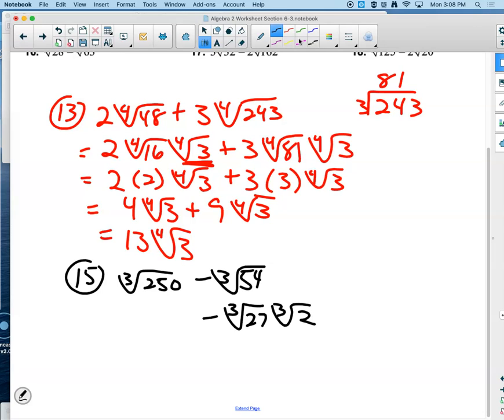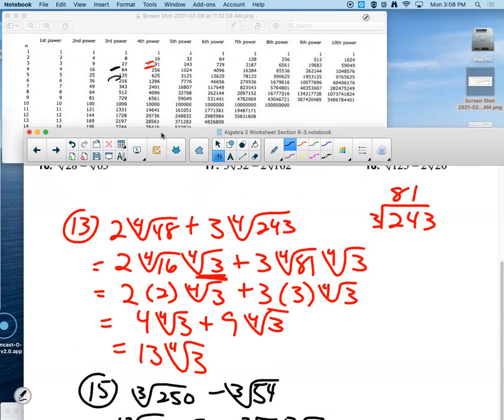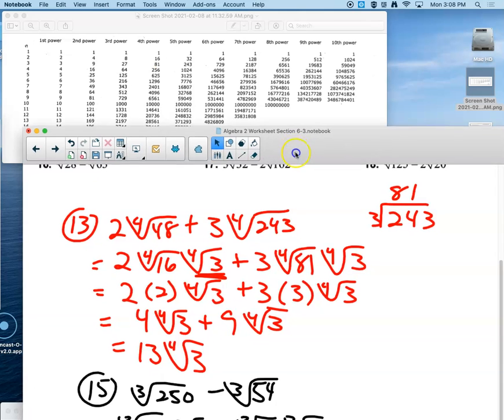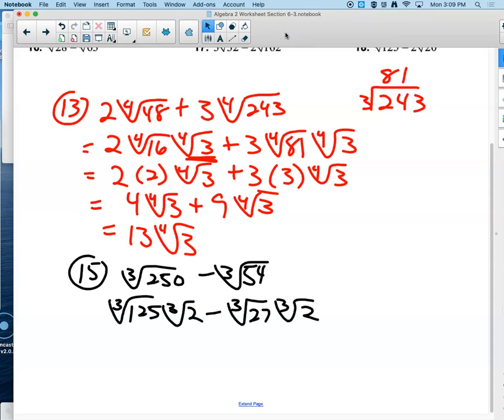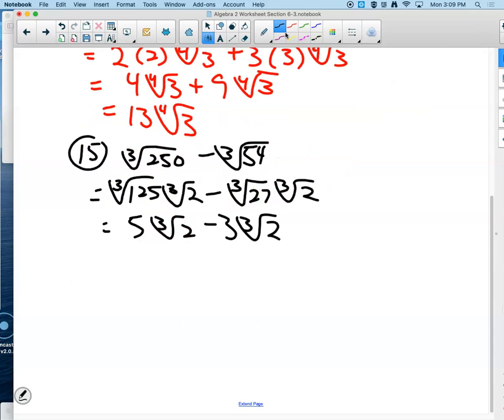Well, if we're going to be able to do the subtraction on these two, the cubed root of 2 has to be in the 250. And it is, and it gives you the cubed root of 125, which, it just so happens, is one of our perfect cubed roots. So let's see what this looks like split up. This will be 5 cubed roots of 2 minus 3 cubed roots of 2 using our power chart backwards, and that will give us 2 cubed roots of 2 for number 15.